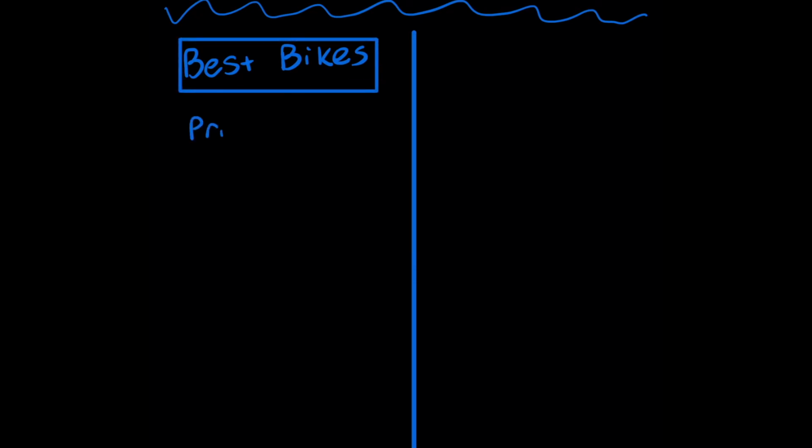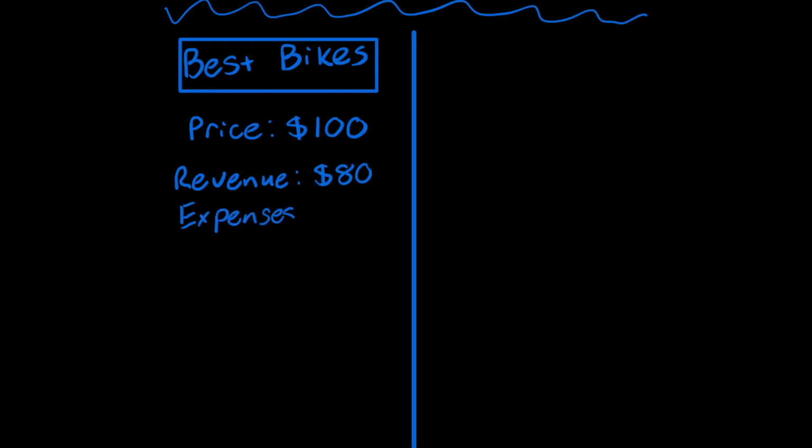So let's say you're really passionate about bikes, and there's this company called Best Bikes, where the founder is right now willing to sell this company to you for a price of $100. Now, this past year, Best Bikes had a revenue of $80 and expenses of $70, which means they had a profit, which is revenue minus expenses, of $10.